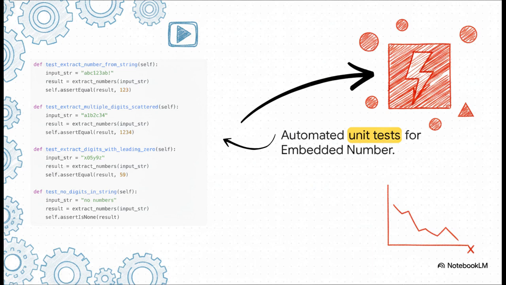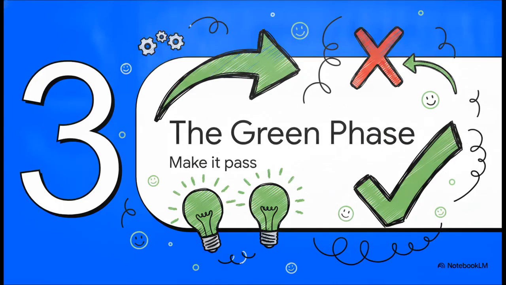You literally write the Python test first. Notice how we're asserting that if we pass the string A1-B2-C34 into an extract numbers function, the result equals 1, 2, 3, 4. When you run this test, your console is going to light up with red errors. Why? Because that target function hasn't been written yet. That puts us firmly in the red phase, and believe it or not, that is exactly where we want to be. Next up is section 3, step 2, the green phase.